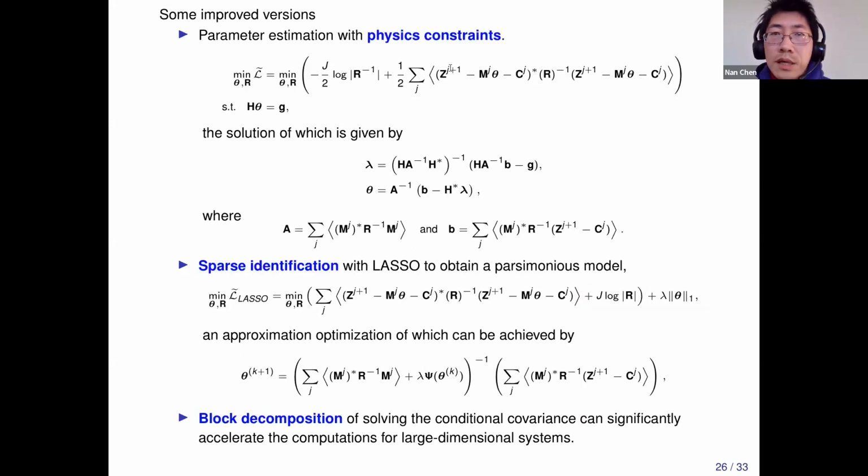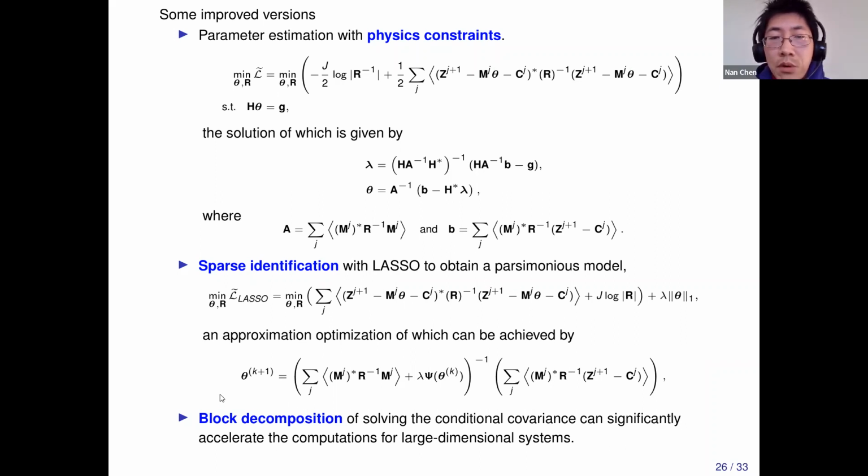This framework can also be extended to other improved versions. Say if you want to include a physics constraint, which is very important in a lot of situations, you just do a constraint optimization, and still everything can be written down using a closed analytical formula. And you can also do a sparse identification. Usually you want your model to be as simple as possible. You don't want to overfit your model, so you use sparse regression, which will be naturally applied here.